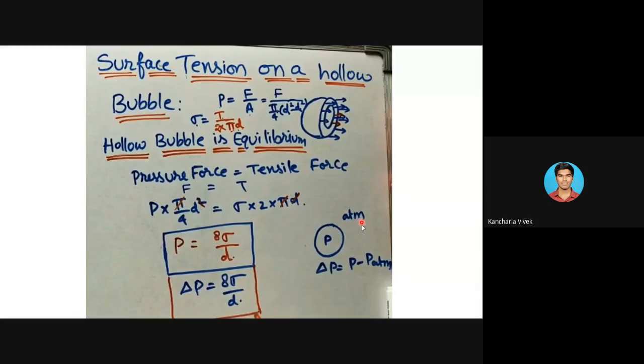When they give us the atmospheric pressure, in the last condition we have seen that the inside pressure of the bubble will be more than the outside atmospheric pressure. So if the change in pressure is mentioned in the question, then we go for P minus P atmosphere: the pressure inside minus the atmospheric pressure outside the bubble. So in the case of a hollow bubble, the change in pressure equals 8 times the surface tension acting over the diameter or circumference of the water bubble.